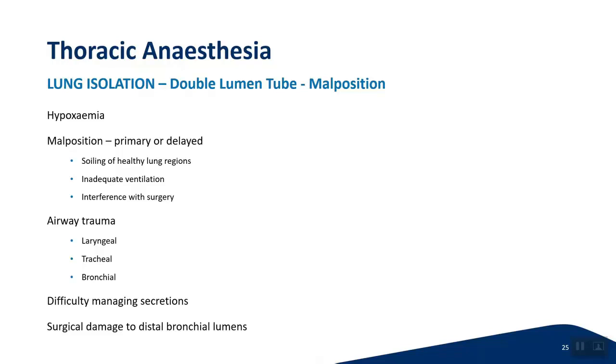Problems related to tube malposition used to be a common feature of thoracic anesthesia and accounted for significant morbidity and mortality. These issues have largely been overcome by use of fiber optic bronchoscopy. Access to fiber optic bronchoscopy must be available throughout surgery, from induction of anesthesia to skin closure, as problems with tube malposition can occur at any stage.